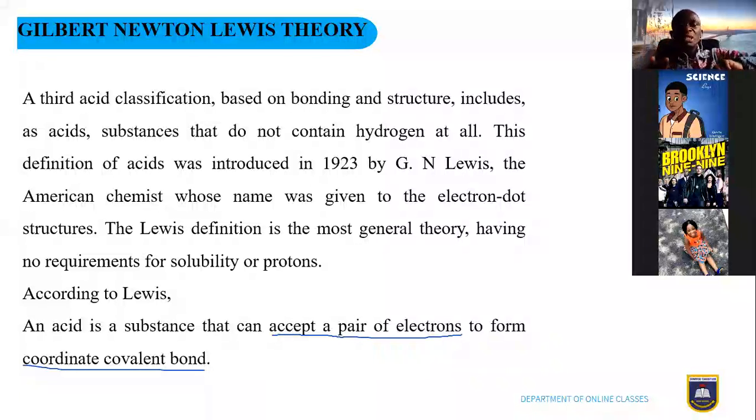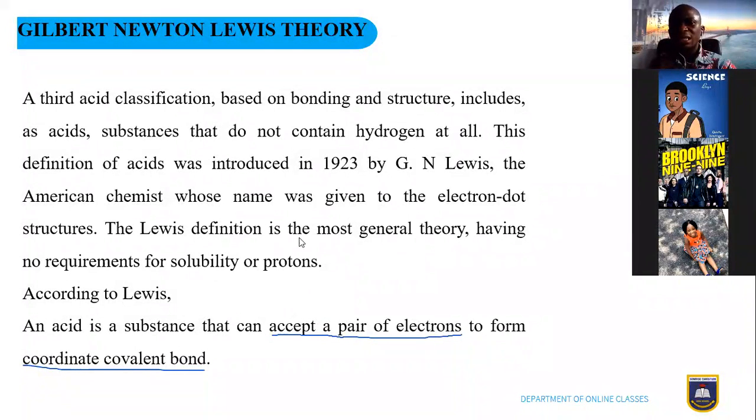Now, there are two conditions necessary for coordinate covalent bond to be formed. One of the atoms must have empty orbitals to accept the electrons. Then the other atom must have lone pairs of electrons to donate. And I explained lone pairs of electrons to you earlier as those pairs of electrons that are on the atom but are not involved in bonding. So one atom must have lone pairs of electrons to donate. The other atom must have empty orbitals to accept the lone pairs of electrons.